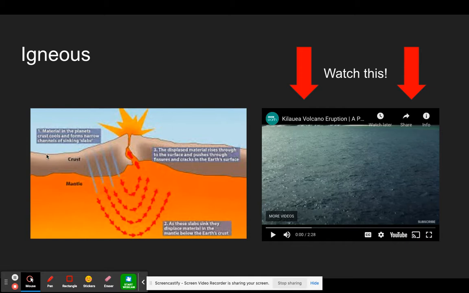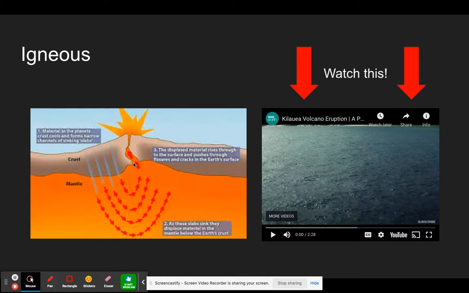Our Earth is divided up into layers. And on the very top, we have the crust. We'll learn more about this in a few weeks. Beneath that, we have the mantle. And while the crust is pretty cold and solid, the mantle is a little bit more movable. It's heated up enough that there can be some flow to it.